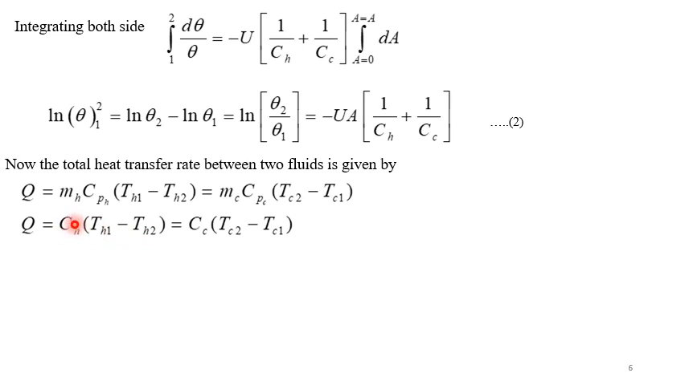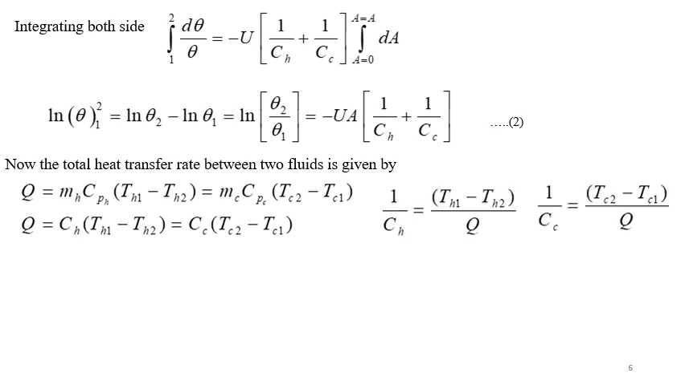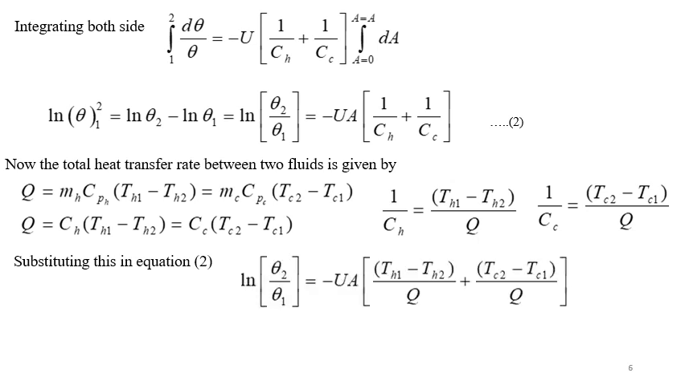Now we can find 1 by Ch. The intention is to find the value of 1 by Ch so that we can substitute it over here. So 1 by Ch is equal to Th1 minus Th2 divided by Q. Similarly, 1 by Cc is equal to Tc2 minus Tc1 divided by Q, which we can substitute in equation 2. So substituting that in equation 2, we get ln theta 2 by theta 1 is equal to minus UA into (Th1 minus Th2 by Q plus Tc2 minus Tc1 by Q).